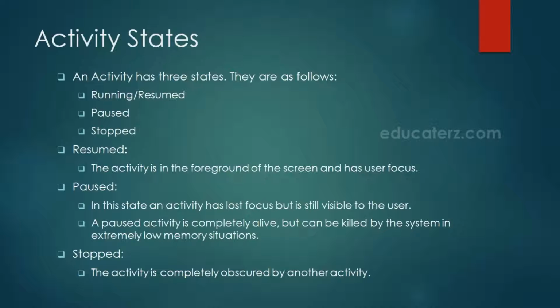If another application, the system, or a process requires the memory, then it will be killed and stopped. That means the activity is completely obscured by another activity. At that point of time, we call it the stopped state. Now, out of these three states, we have different callback methods in our Android activity. Let us see what the different callback methods of an activity are, how we implement them, and when they will be called.